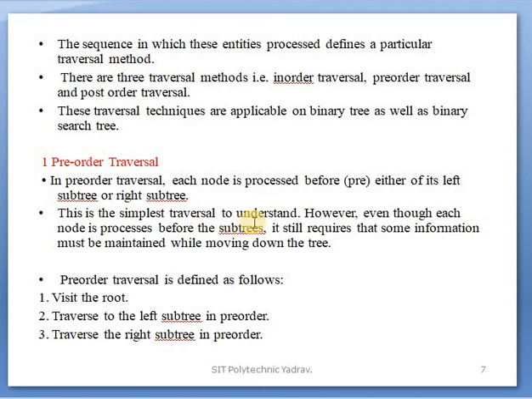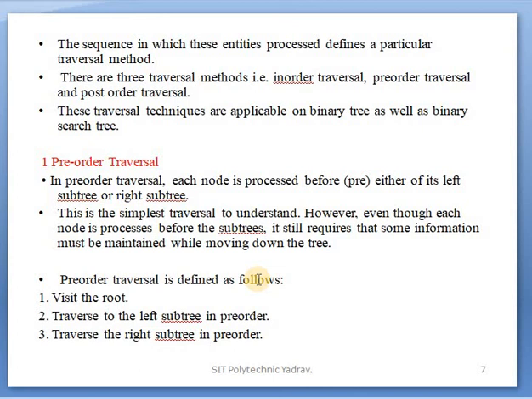This is the simplest traversal to understand. However, even though each node is processed before the subtree, it still requires that some information must be maintained while moving down the tree. Means what? Understanding how the traversal works is simple, and in it each node is processed before the subtree, so elements are traversed one by one. Still, some information must be maintained while moving down the tree, meaning we move level by level, traversing node by node, and the nodes are reached one by one.